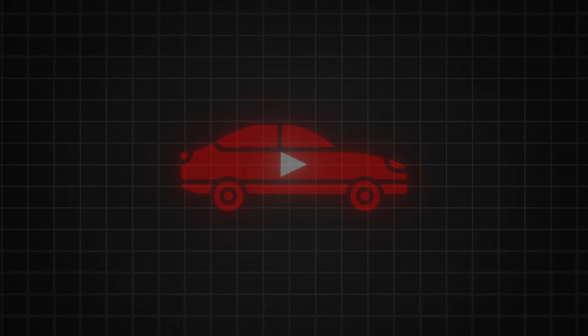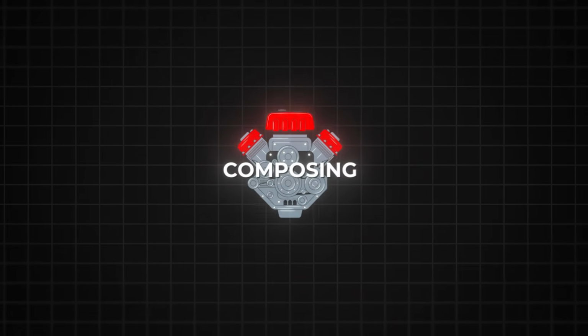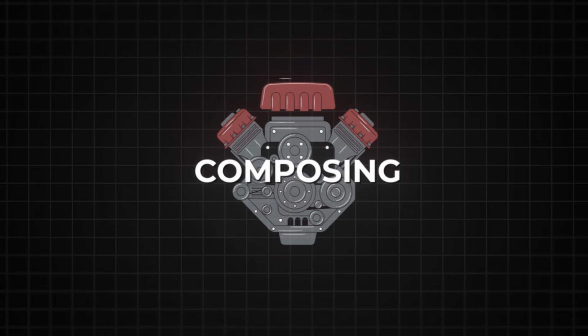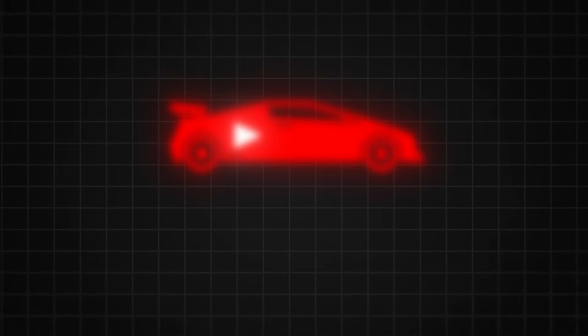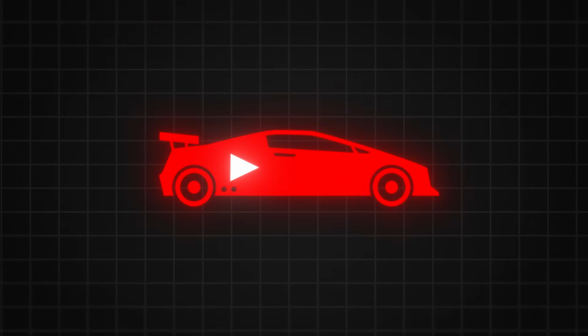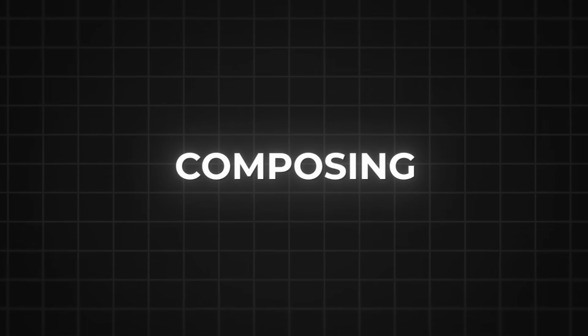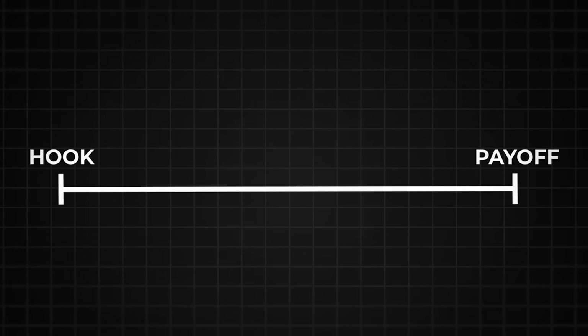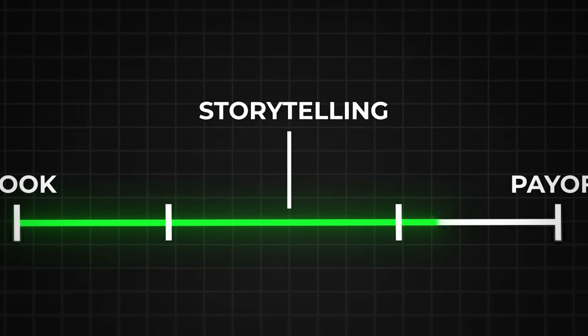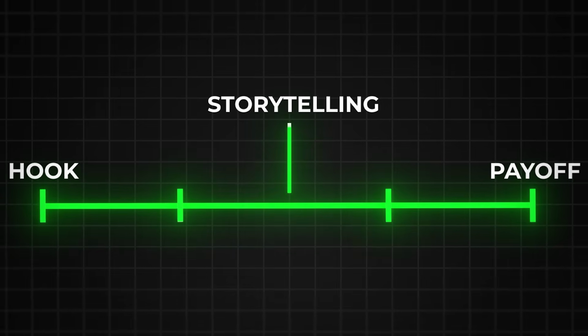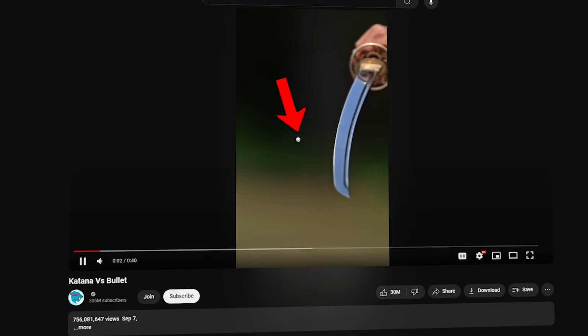If you were to imagine your content as a car, then the composing of your shorts would be the engine. Without a good engine, it doesn't matter if you have a super nice car, a Lamborghini, because you won't be going anywhere. So to explain the concept of composing, we can start by drawing a simple line. On one end we have the hook, and on the other end we have the payoff. The line connecting the two is our storytelling. I'll go through each point in this drawing and show you how to maximize retention in all of them. Let's begin with the hook, and I'll get to the others later.